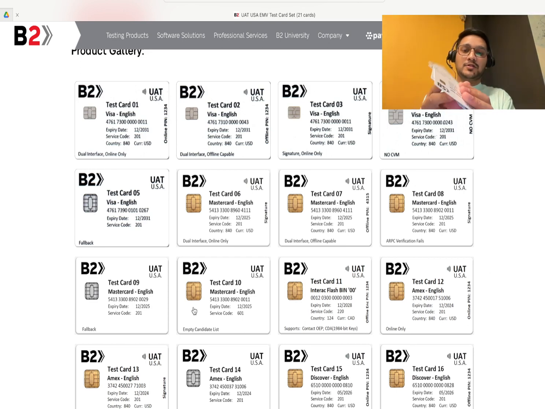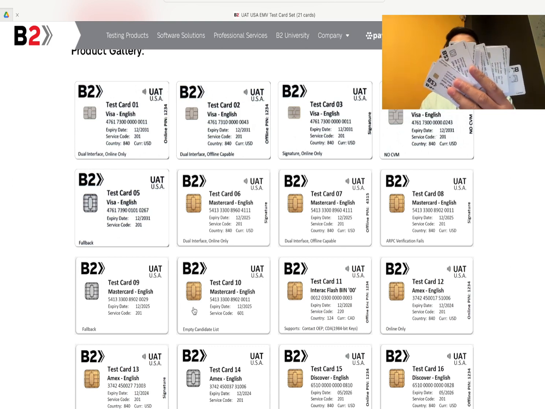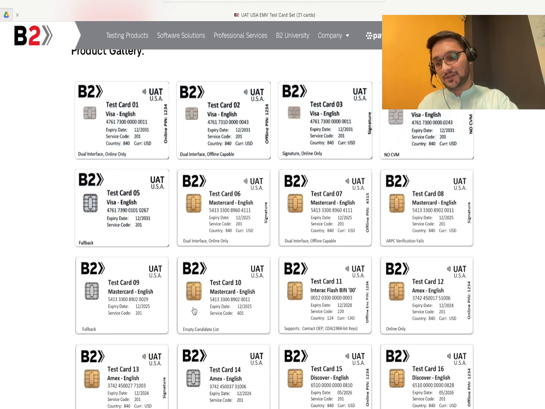The set contains approximately 21 cards with different technical scenarios. I will explain each and every scenario from this image, which is visible on your screen. So let's start from this section. Before starting, let me explain a few things.